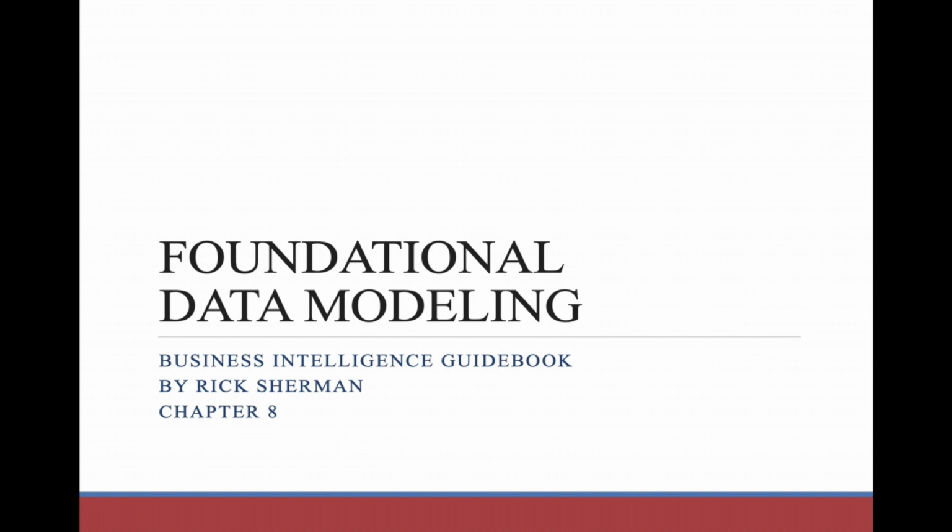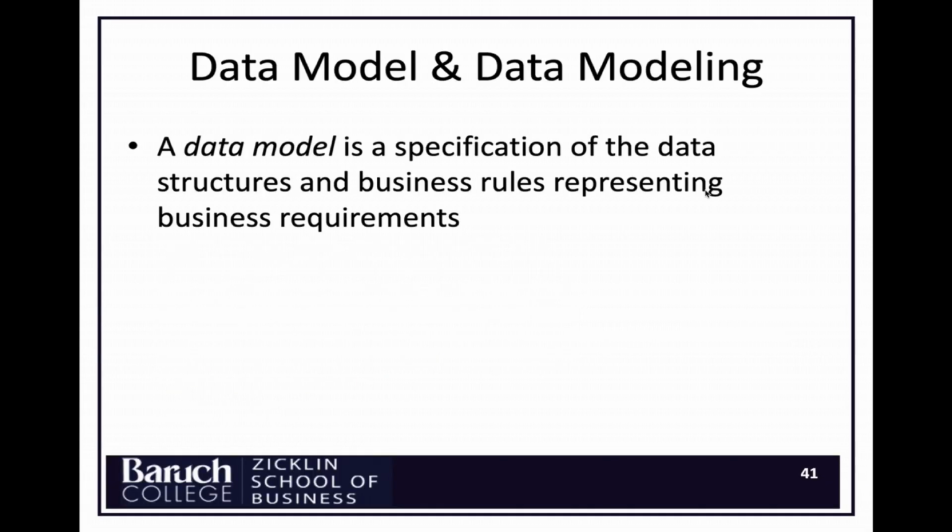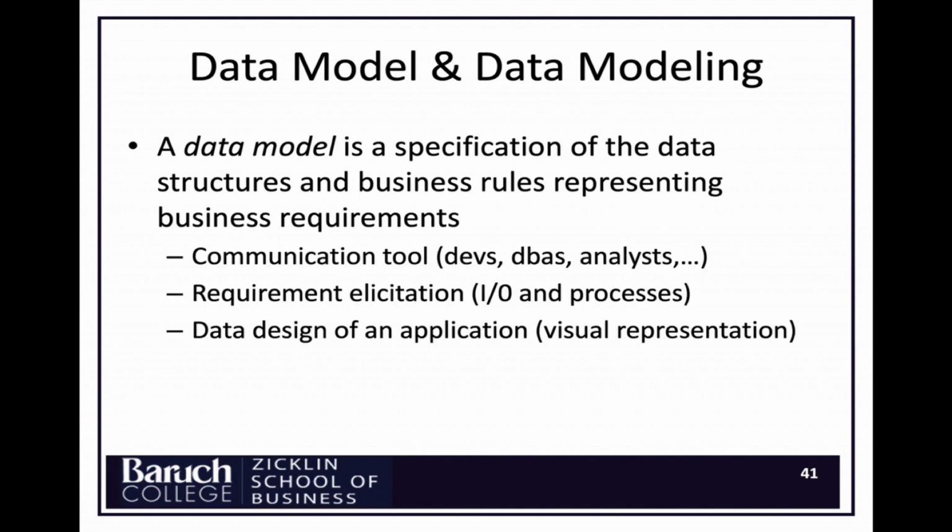So a data model basically refers to a specification of the data structures and the business rules that we have in our business, and we want to implement them into our databases. So when I say business rules, these could be the relationships, the cardinality, and the modality that we have between the entities, if that's something you remember from the past.